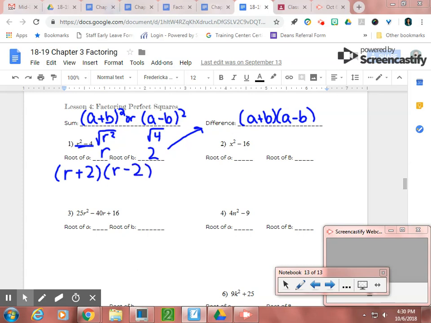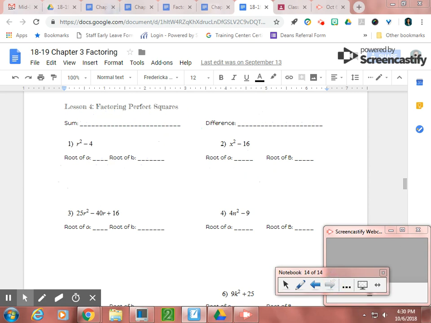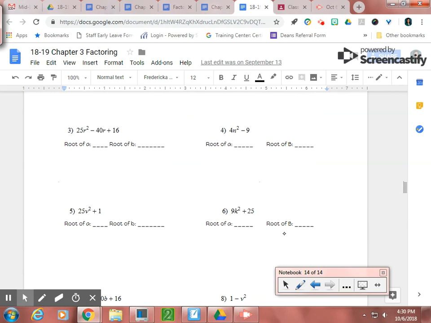You could go back and check this also. If you were going to FOIL this back out and double distribute, you'd get r squared plus 2r minus 2r minus 4. And those would go away and you'd get back to your original problem. So that's a way that you can double check that you're doing that correctly. Same thing on the next one. The square root of x squared is x. The square root of 16 is 4. So this is a difference problem again. So you're doing x plus 4 and x minus 4. And again, if you want to find the actual answer for this, you would just set them both equal to 0.